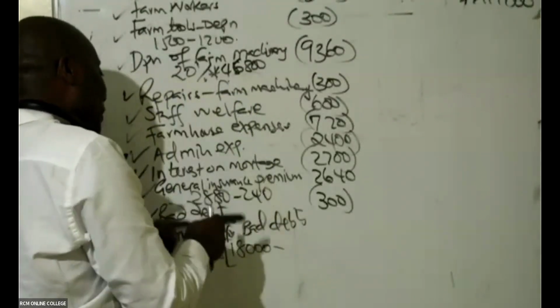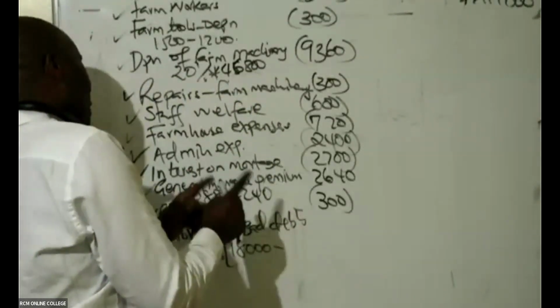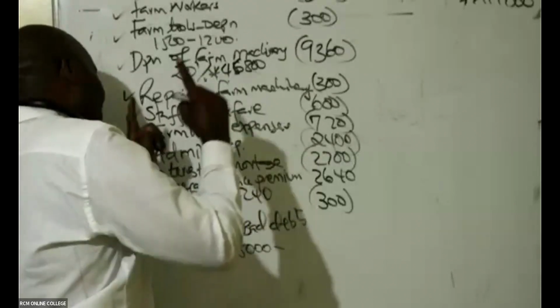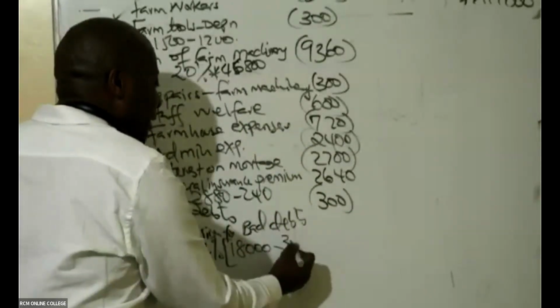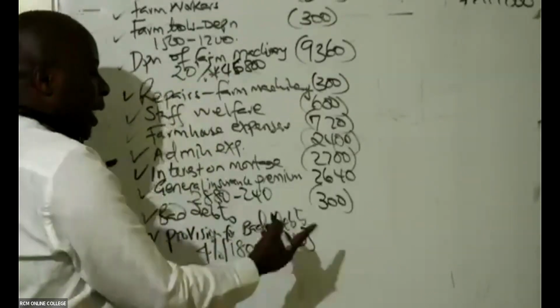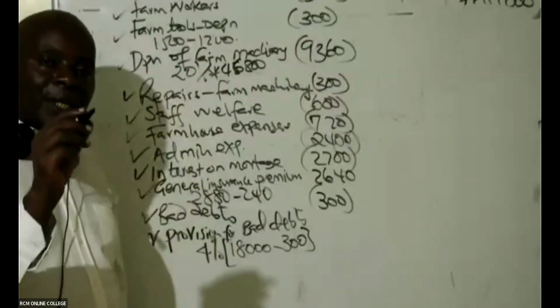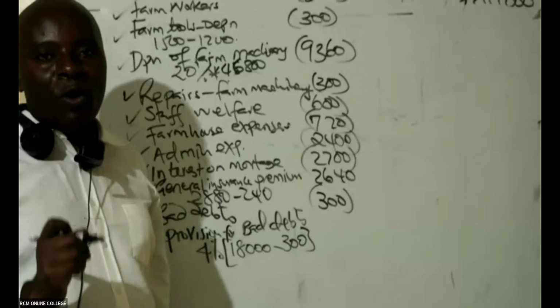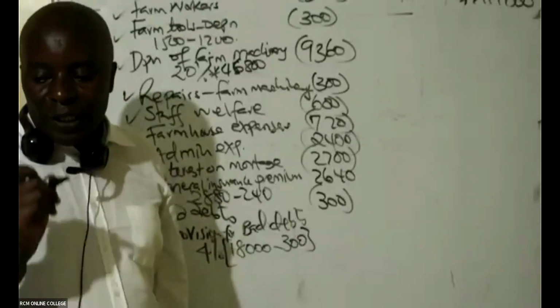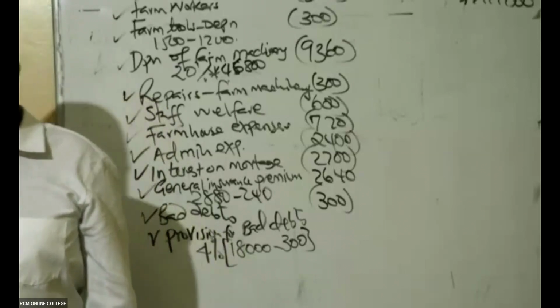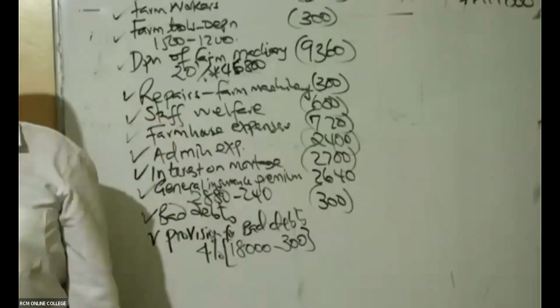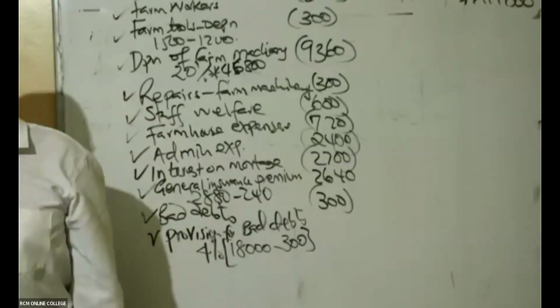So it will be 4% of 18,000 net of any bad debts. Very many guys will forget to net off the bad debts. Once bad debts are written off, they must be deducted out of this. So it will be 4% of the net receivable. Betty is getting 720.